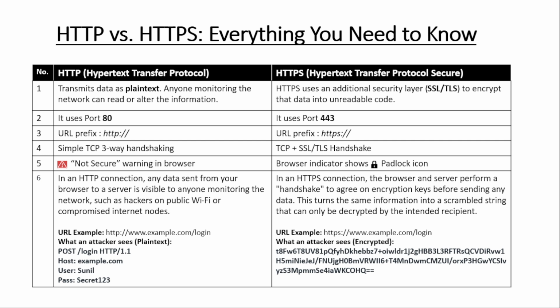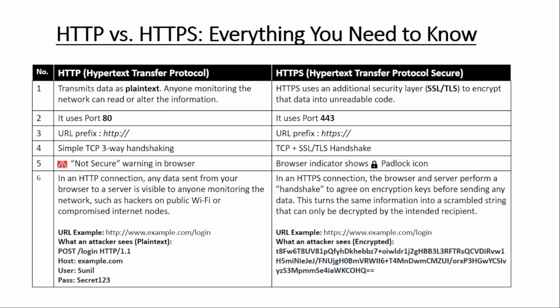Fifth point, when you open an HTTP site in the web, you will see the not secure warning, whereas in the case of HTTPS, when you open it, you can see the padlock icon. Sixth point, an example: in an HTTP connection, when you send data over the browser, it is visible. Like you can see one example, http://example.com.